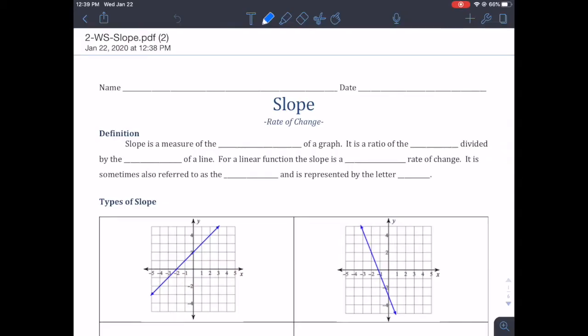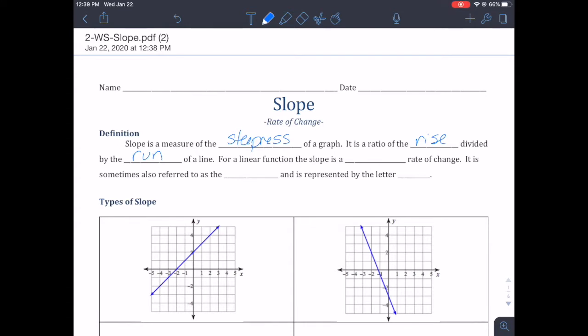Hello everyone, in this lesson we're going to be talking about slope, or the rate of change. Slope is a measure of the steepness of a graph. It is the ratio of the rise divided by the run of a line. And we'll talk more about what we mean by rise and run in just a second.